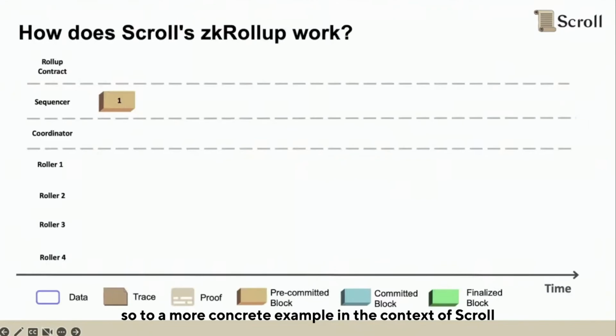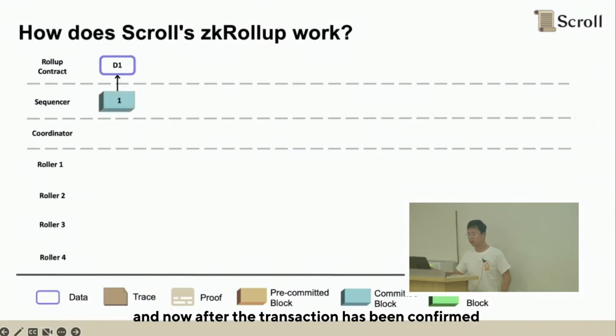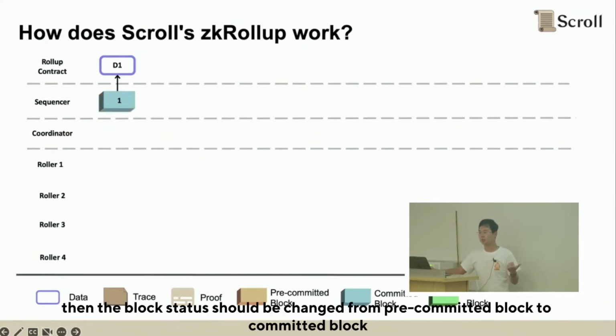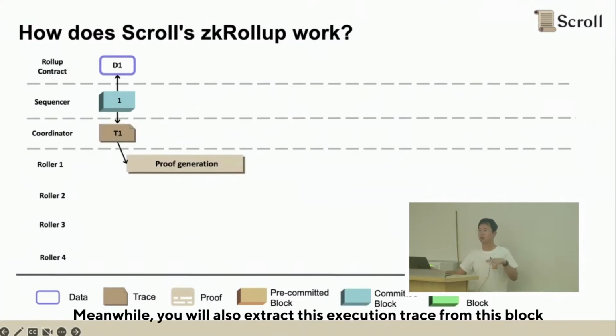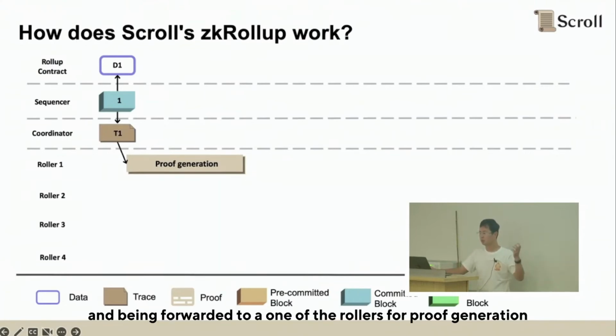So to see a more concrete example, in the context of Scroll: first, you have a block generated by the sequencer, and then you roll up the data from this block and send it up to the Rollup contract. After the transaction is confirmed, the block status changes from a pre-committed block to a committed block. Meanwhile, you also extract the execution trace from this block and send it to the coordinator, which forwards it to one of the rollers for proof generation.